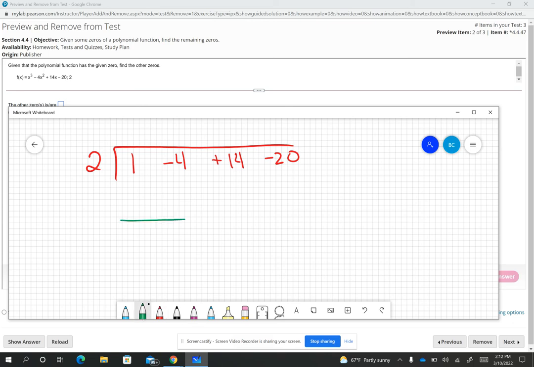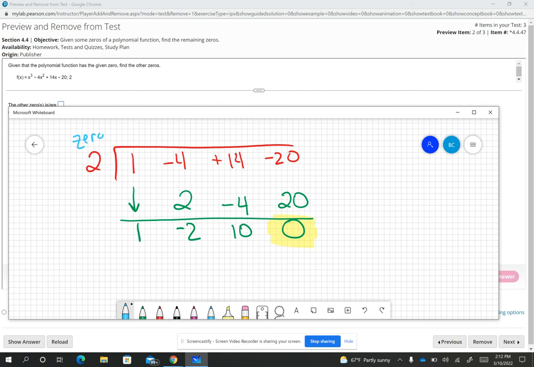There's no sign change here. Bring down the 1, do my synthetic division. 2 times 1 is 2. 4, I think that's a negative 4. I get 20, and I get 0. Now, I absolutely, positively must get a 0 right here. I must, because it tells me that 2 is a zero, and I have to find the others. So zero is given. This is a zero. And now I'm going to find the others using this.